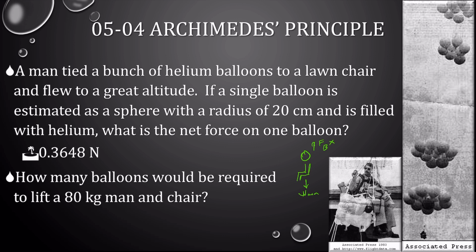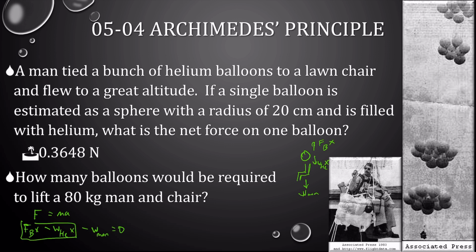And our weight of the helium times x. So our net force, if I go F equals ma, our forces upwards are the buoyant force times the number of balloons. Downwards is the weight of the helium times the number of balloons, and the weight of the man in his chair. And let's say no acceleration, let's just barely go up.